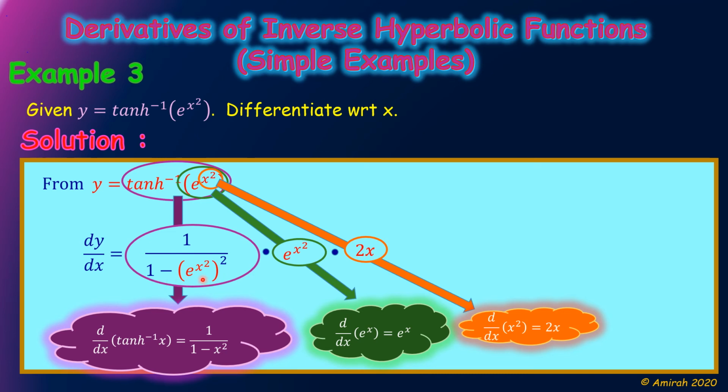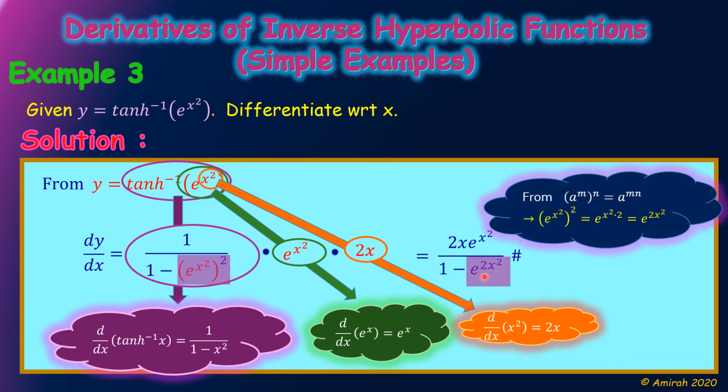But after this, we need to simplify. When we simplify, the numerator should be 2x e to the power of x squared. And the denominator is 1 minus, and we need to simplify e to the power of x squared in brackets, squared. So we have e to the power of 2x squared here.